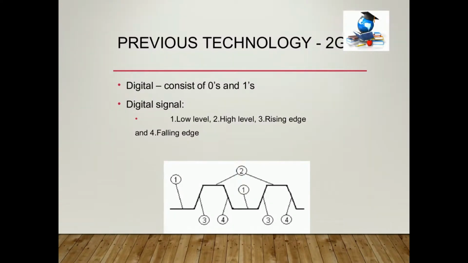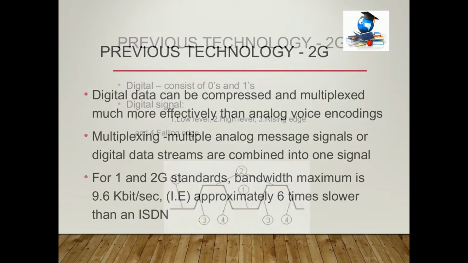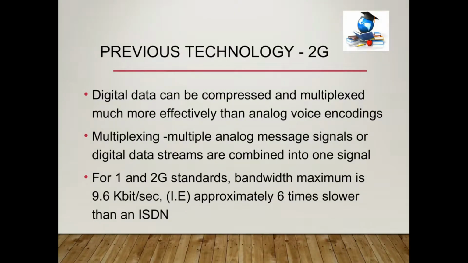2G technology. Around the 1980s. Better quality and capacity. More people could use their phones at the same time. Digital signals consist of 0s and 1s. Digital signal: 1. low level, 2. high level, 3. rising edge, and 4. falling edge.